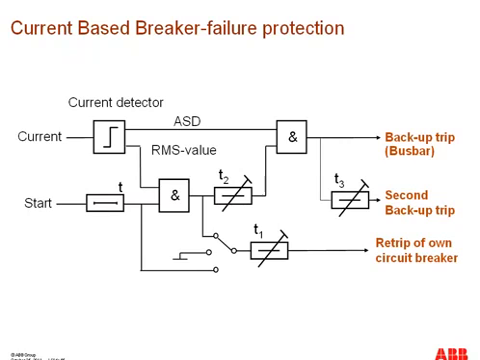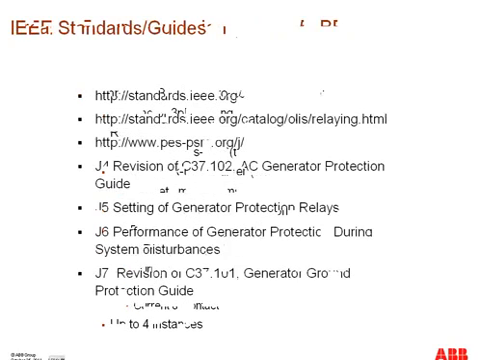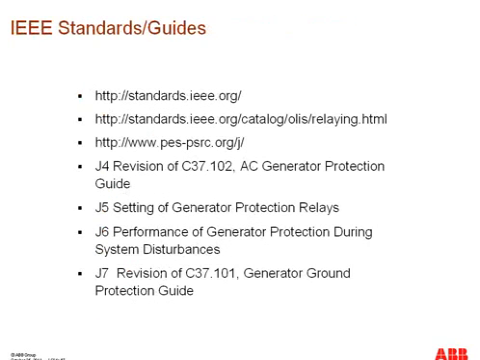This one is the logic diagram of the current-based breaker failure protection, and we have explained it in the previous slide as well. There can be different operating modes for breaker failure protection, and that can be current-dependent breaker failure protection. That can be a contact where you can take care of the breaker failure protection with regard to the auxiliary contact of the breaker, or it can be an AND condition between the current and the contact.